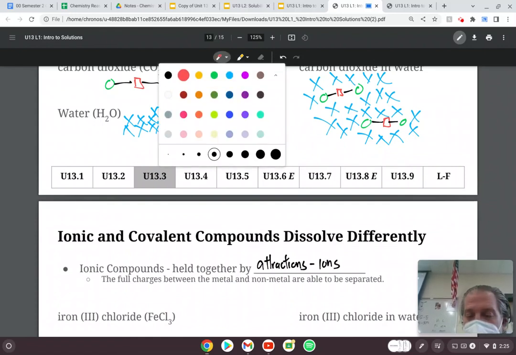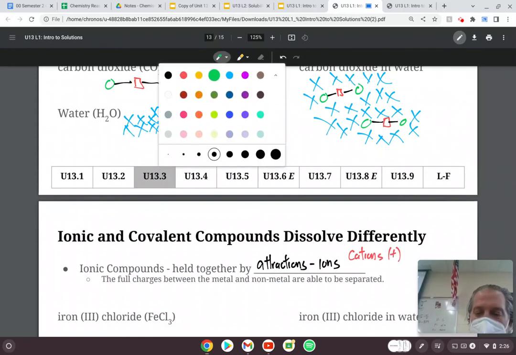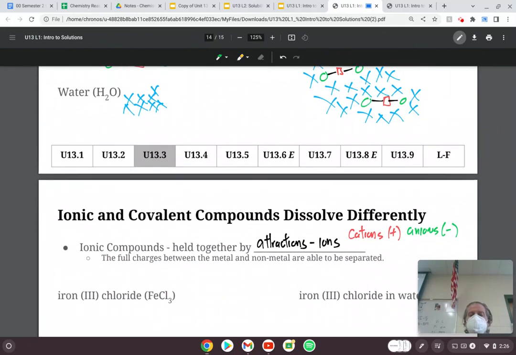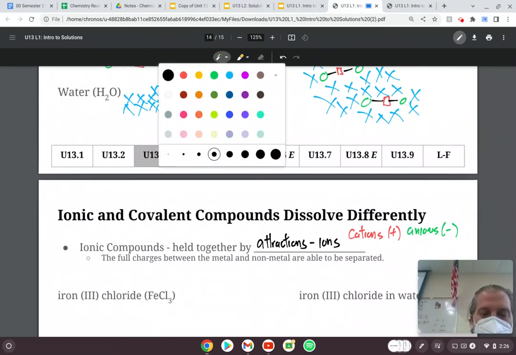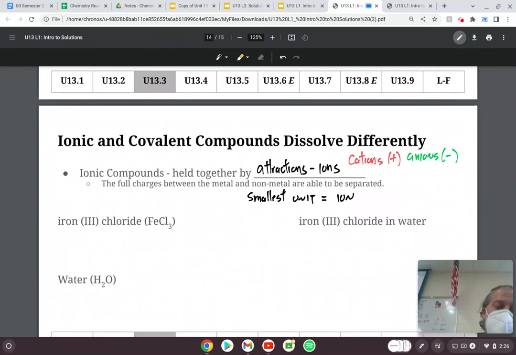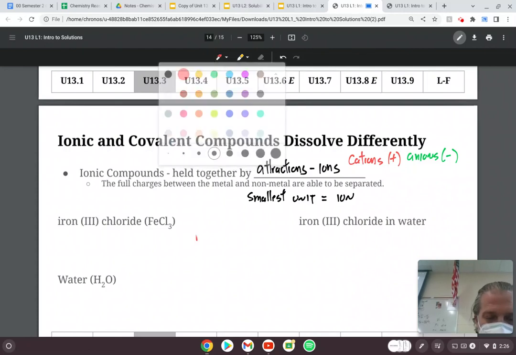Specifically, there are cations, which you might recall to be positive, and anions, which you might recall to be negative. So that means that the smallest unit of an ionic compound is an ion. So if I was to draw iron 3 chloride, I might do something like this.